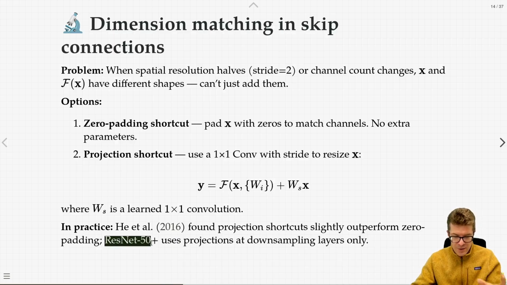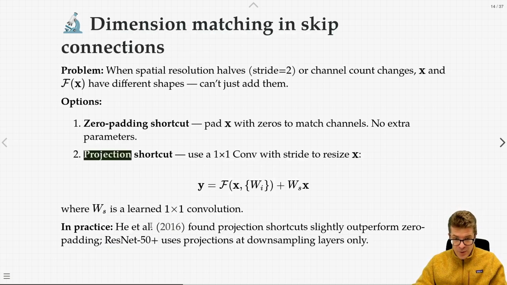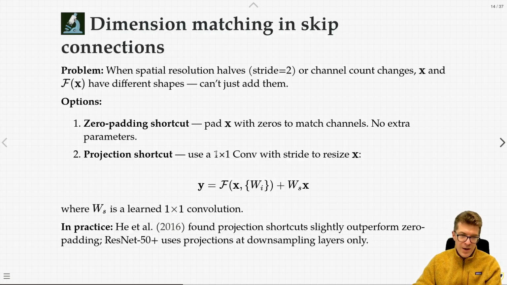ResNet-50, that's the kind of foundation model that I use a lot. It's super popular. It uses projections, for what it's worth, at downsampling layers only. But again, this is under the hood a little bit. I'm just saying the thing to get out of here is that when you're doing these kinds of modifications on components of your neural network, you just have to make sure that you can still add things together, that the things plug together properly by having the same lengths.